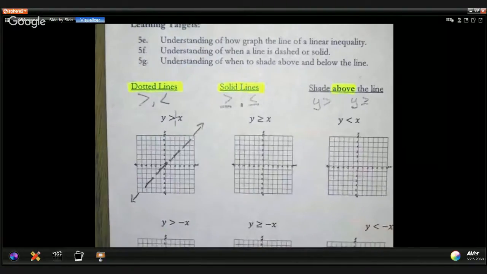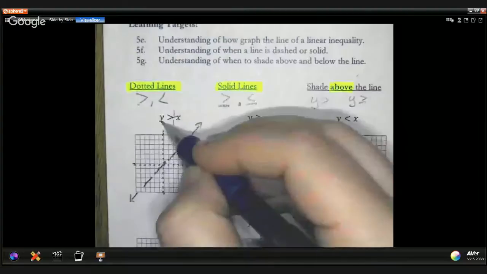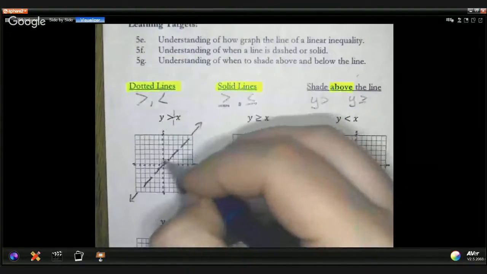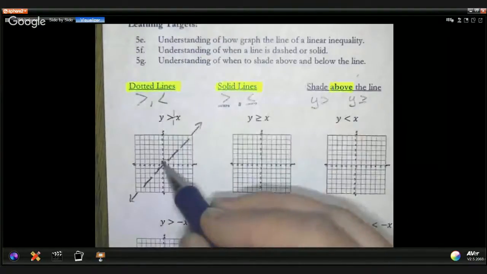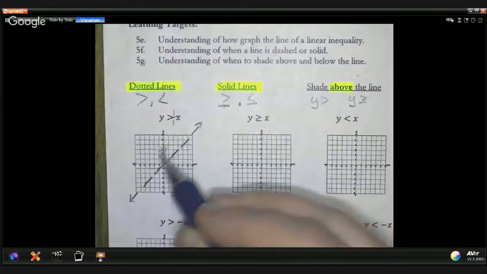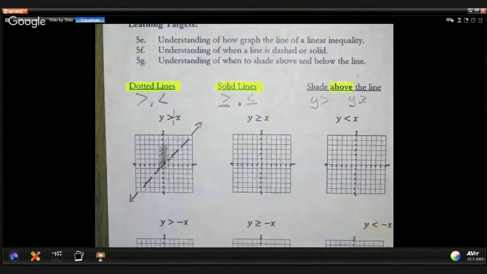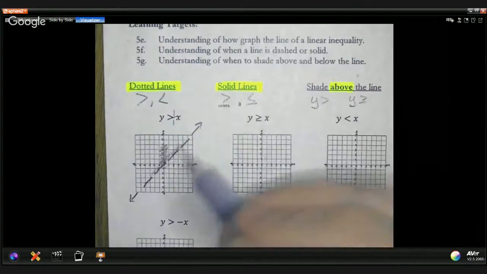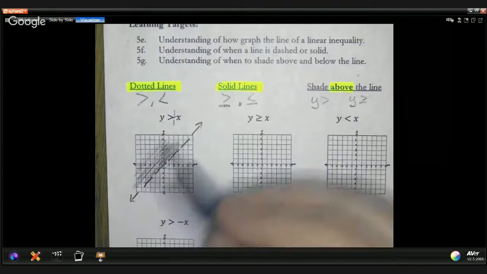Now, when it's greater than, what matters is the y. So you'll need to look at your y-intercept, and I'm going to shade above the y-intercept. So above the y-intercept is there. So that means this is my shaded region.